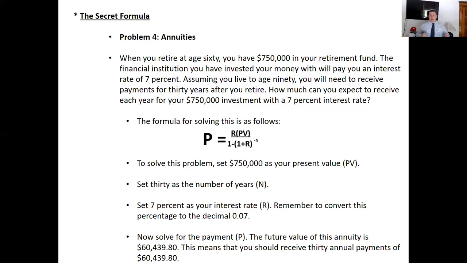And this means that you should receive 30 annual payments of $60,439.80. Now, if you're accustomed to living on a salary of $80,000 a year and you don't want to change or reduce your lifestyle, $60,439.80 isn't going to cut it. So by doing this formula, you would know I have to increase what I'm putting in my retirement account.